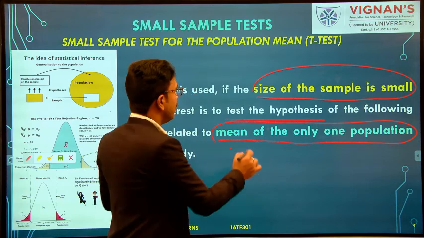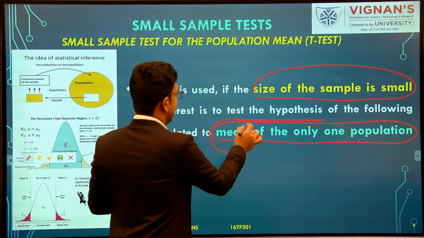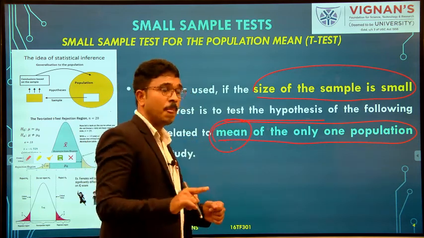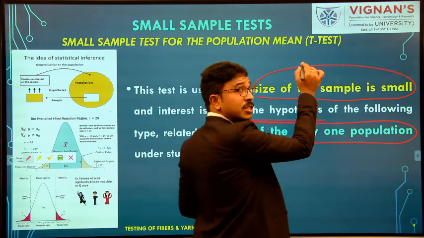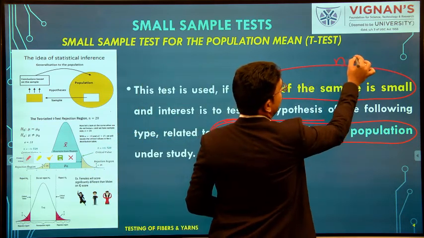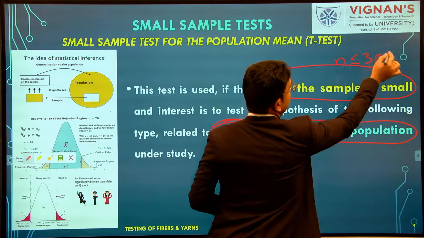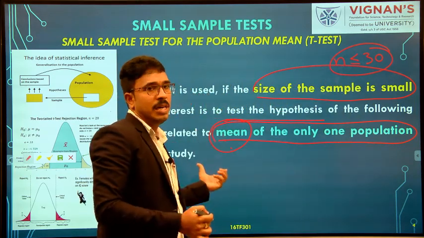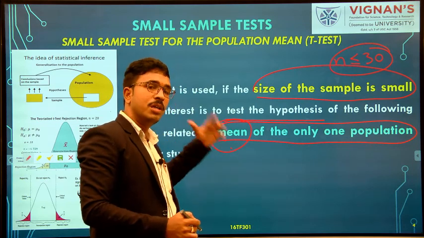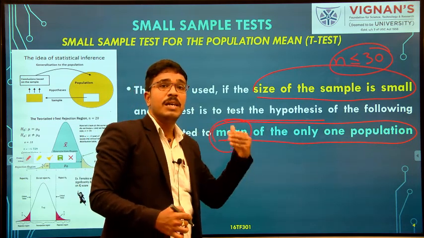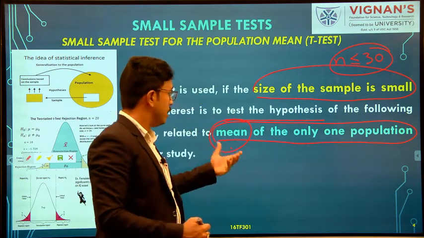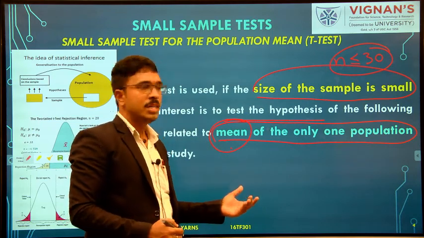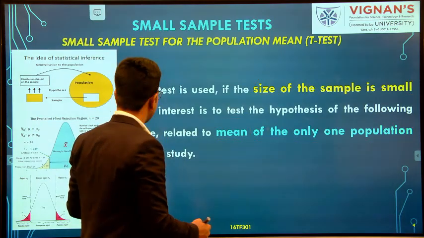So altogether, it is about the population mean, whereas the sample size is small. That means the n value is less than or equal to 30. This is one criterion, and this is another criterion. Whatever the claim is, if it is related to the population mean. Understand? So this is it.